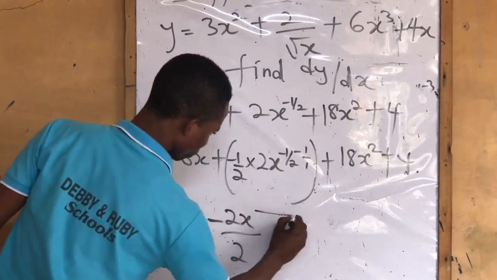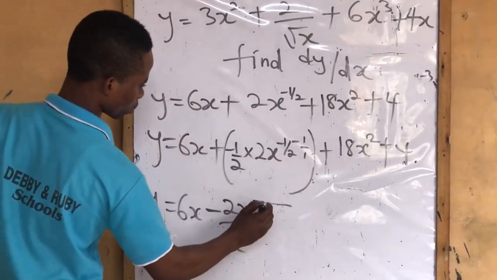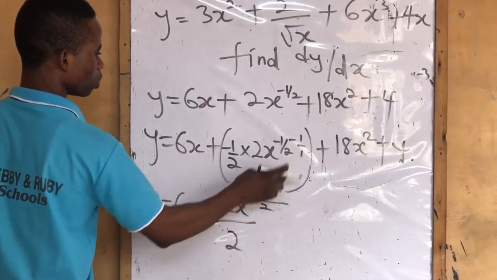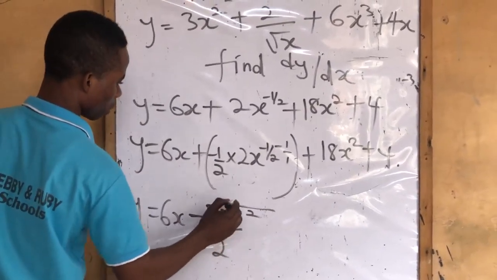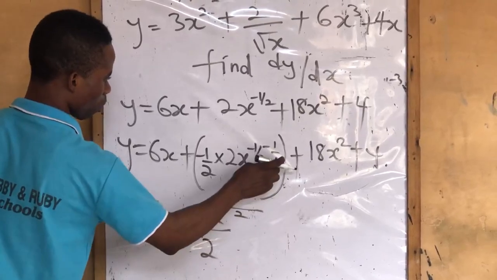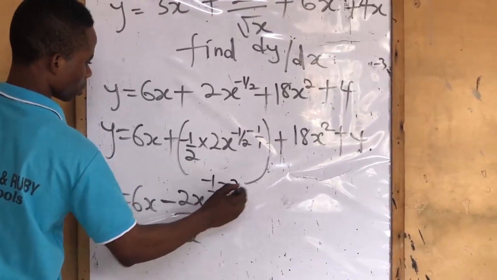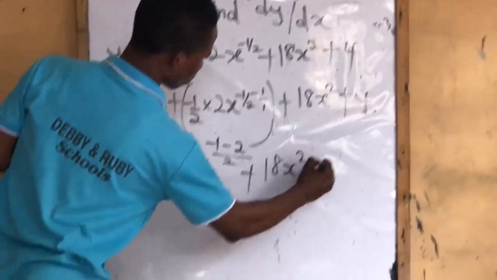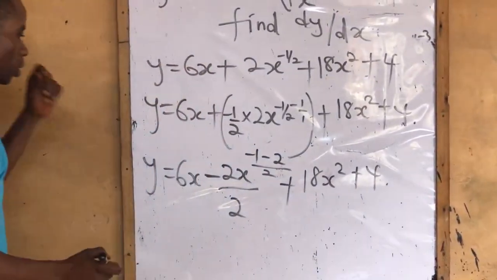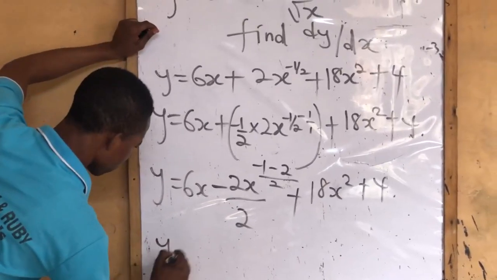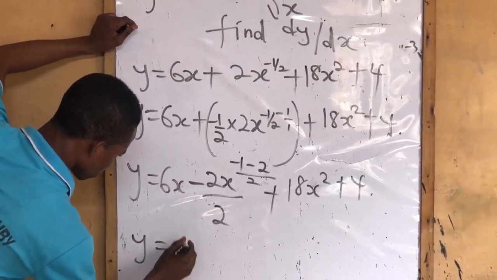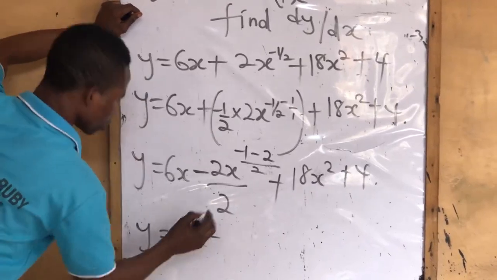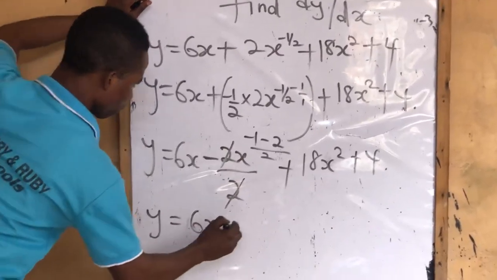I can now find the LCM. What's the LCM of this? That is 2. Don't forget it is power. 2 into 1, 1 times minus 1, minus 1. 2 into 1, 2. 2 times 1, 2. Plus 18x squared plus 4. So that becomes y equals 6x minus, this guy can cancel this. Minus x.